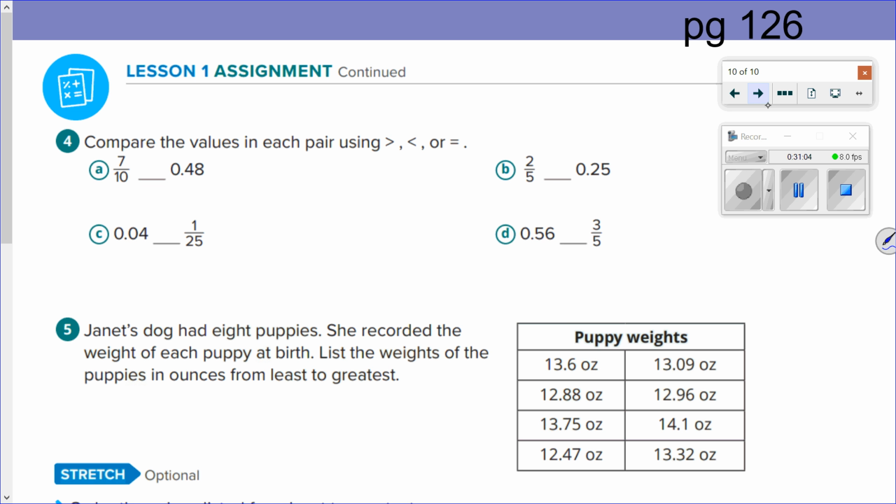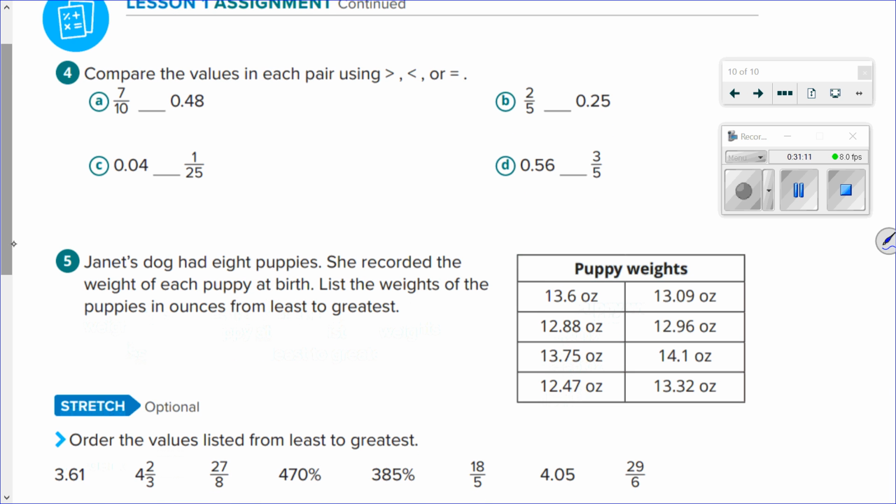On the last page, compare greater than, less than, or equal to. And number 5, she recorded it. List them from least to greatest. So again, pay attention to both the ones digits as well as the decimals, and realize what order you're doing it in, least to greatest. So everybody should have that one torn out to take home. If you need it printed, I'll have it on the Google Classroom tonight.